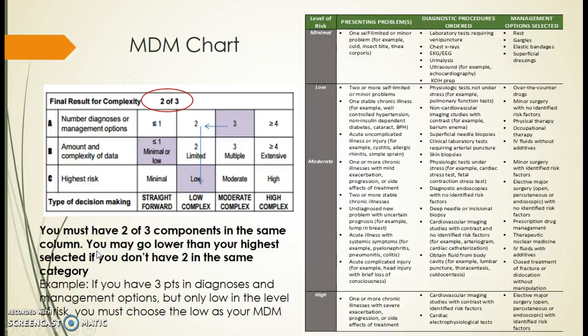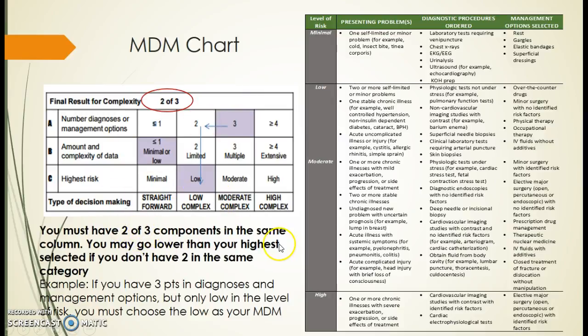So what I put together is a couple of charts for you. This is the chart that you have in that golden paper packet that I gave you yesterday, and this gives you a little bit more of a breakdown of what would be considered minimal, low, moderate, high within each of these ranges: presenting problem, diagnostic procedures ordered, management options selected. Over here, this basically tells you how to figure it out.